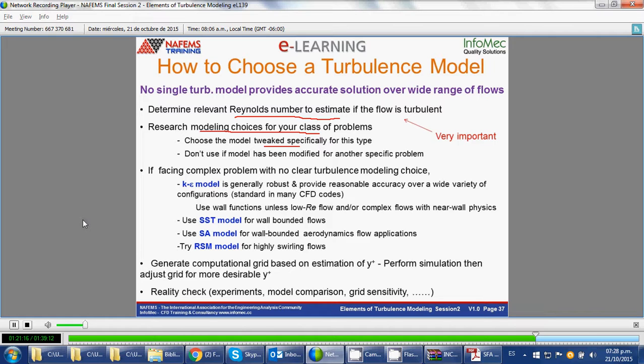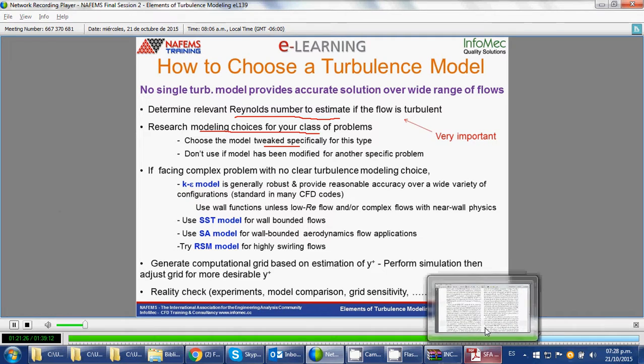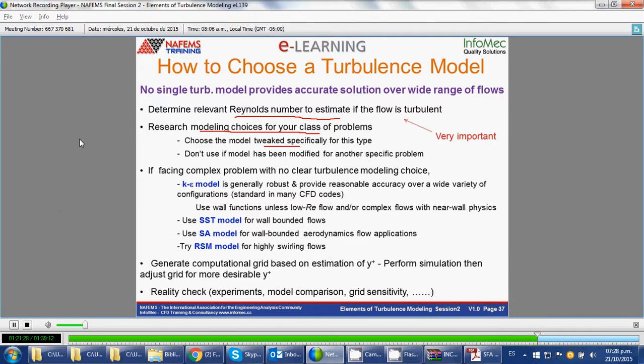So let's say you don't know what kind of model people have used for your type of application. So here are general guidelines. Use K epsilon first. It's mostly robust, with reasonable accuracy. It works for many different applications. It's available in many CFD codes.